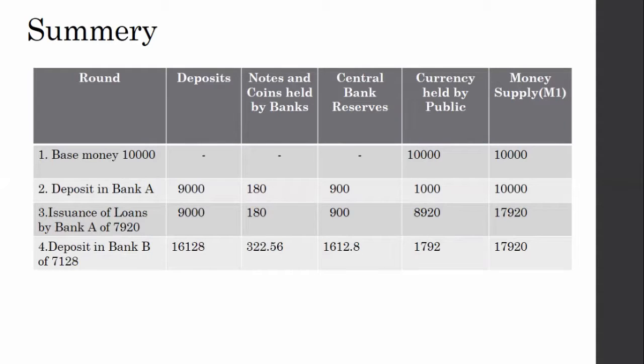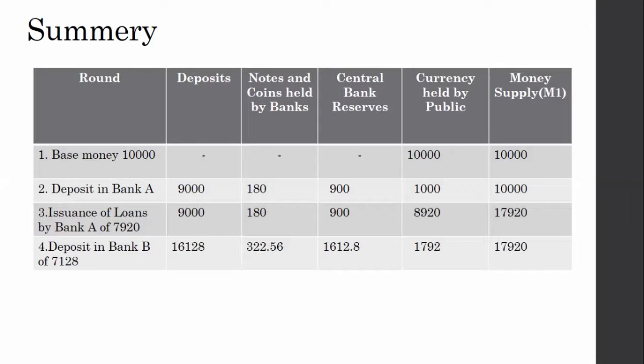But the remaining 7,128 will be added to the deposit. So the 9,000 plus 7,128 equals to, now deposits are 16,120. And the notes and coins held by banks and the central bank reserves also increase with the bank B notes and coins and the reserves, right? You can calculate how the 322 and 1,612 came. That is very easy calculation.